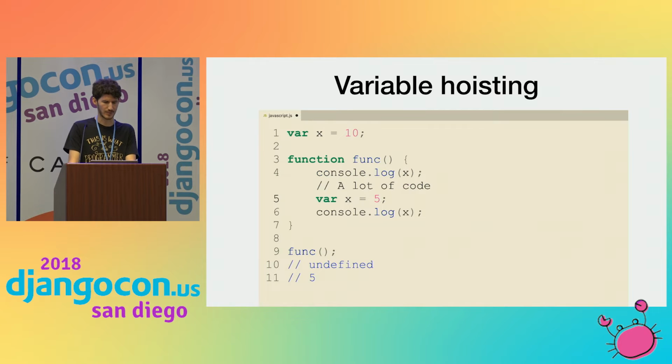So this is a simple example showing why hoisting can be problematic. Here we have a variable x that's assigned a value 10. Then we define a function func that prints out the x. Then there's a lot of code. Then it defines a variable x. And then again, it prints out the variable x. Now, it's not complicated, but imagine that there's a lot of code in between, or that the x on line 5 is added later by another developer. So what happens here is you get undefined first, and then you get 5 because of hoisting.